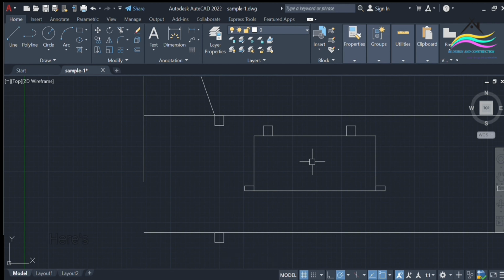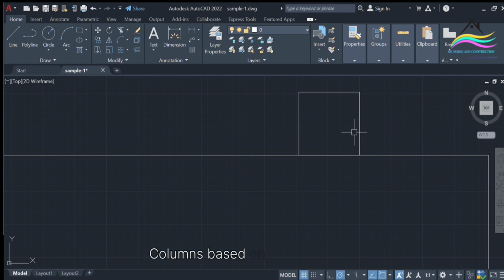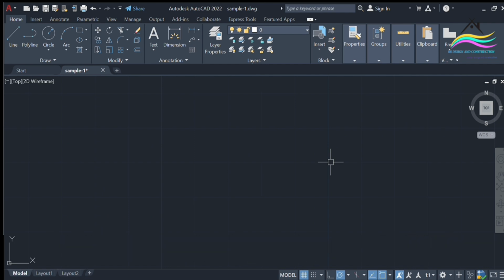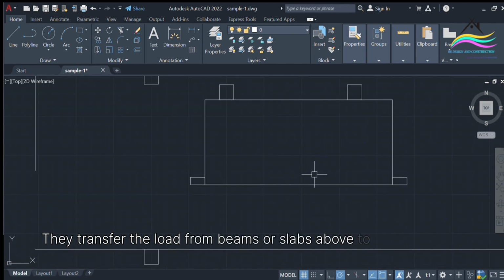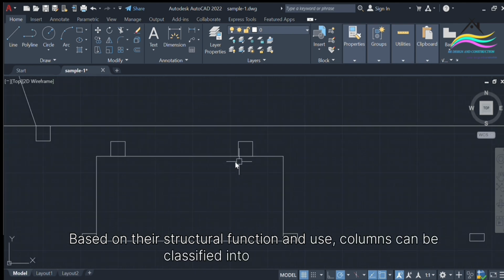Certainly. Here's a concise explanation of columns based on their structural use. In structural engineering, columns are vertical structural elements designed primarily to support compressive loads. They transfer the load from beams or slabs above to the foundation below. Based on their structural function and use, columns can be classified into several types.